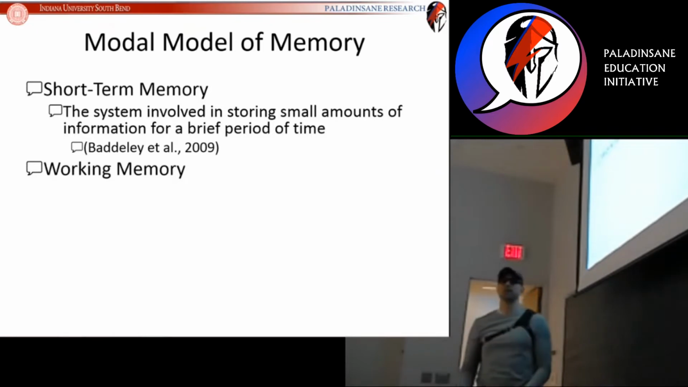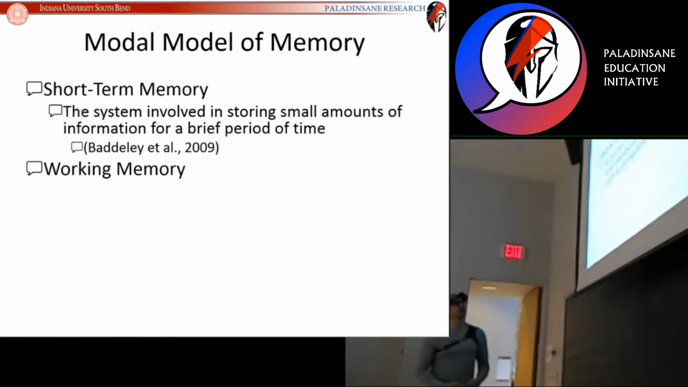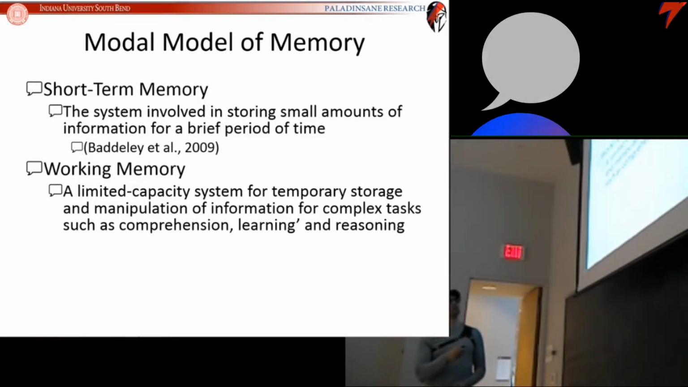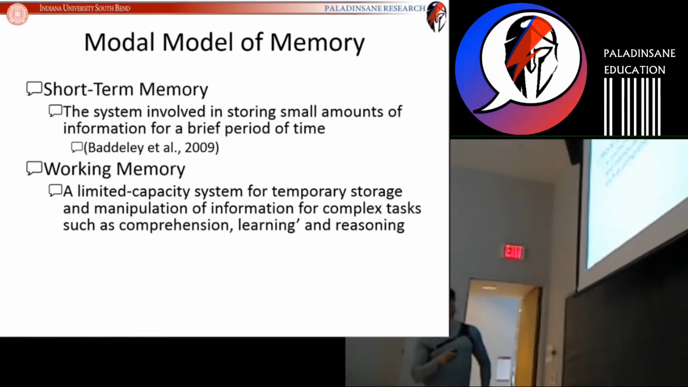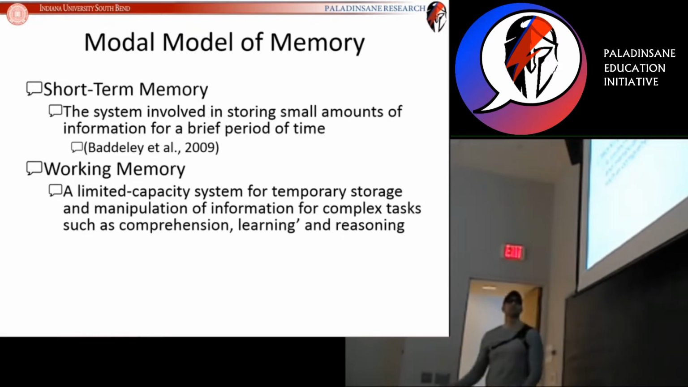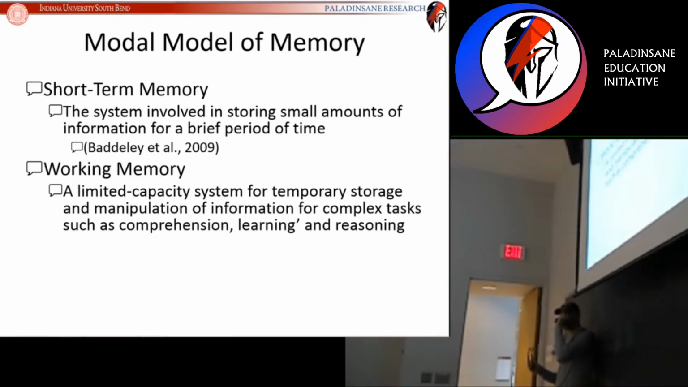Working memory is another type of memory. And working memory is your limited capacity system for temporary storage, and this is the key one here, manipulation of information for complex tasks such as comprehension, learning, and reasoning. So people oftentimes get working memory and short-term memory confused, and some theories actually combine the two into the same mode of memory. But the key difference here is that working memory is used for manipulation of information. So this is where you keep things in your mind, you keep things consciously available so that you can access that information.